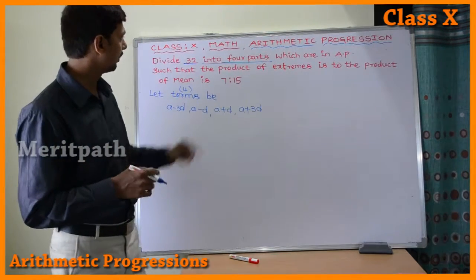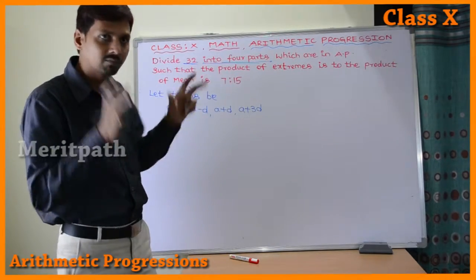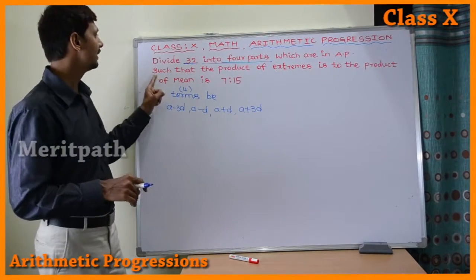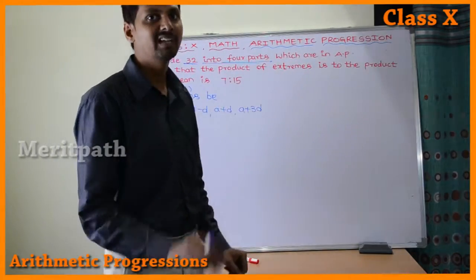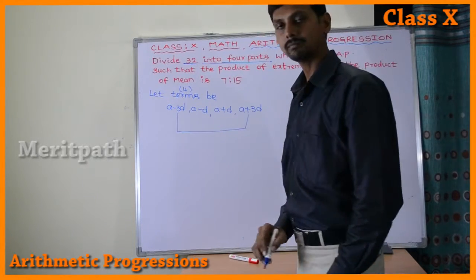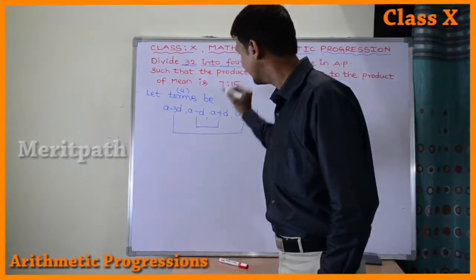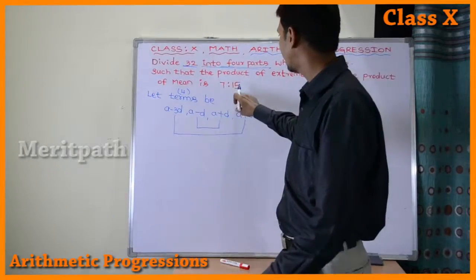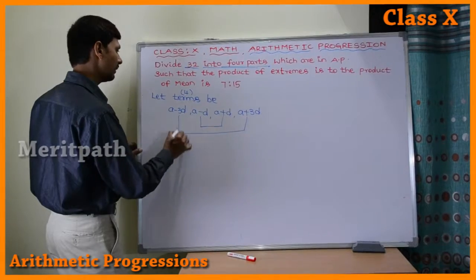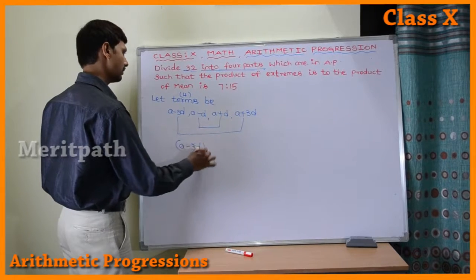So here in the problem, divide 32 into 4 parts. We have taken the 4 parts as this, which are in AP, such that the product of extremes, the extremes are these two, the product of these extremes, is to the product of means, that is equal to 7:15.